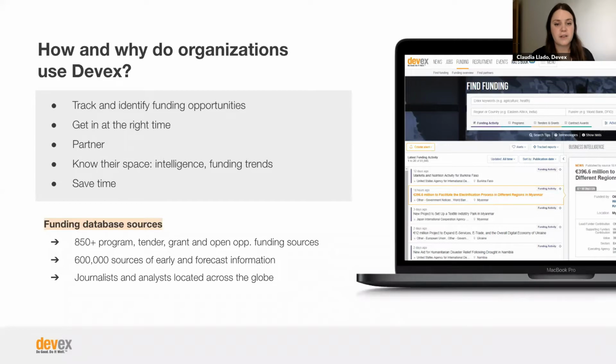So how and why organizations use Devex? To track and identify funding opportunities. At Devex, we aggregate tenders, grants, and other open opportunities from over 850 funders. This includes bilateral funding, multilaterals, foundations, corporates, and other non-traditional and emerging donor sources. Organizations can track these sources in one place instead of having to go to millions of websites each day.